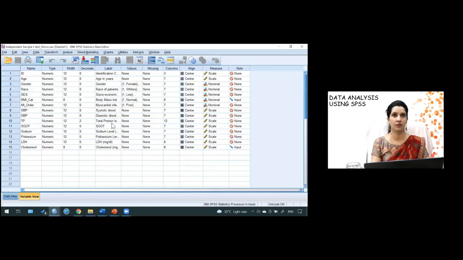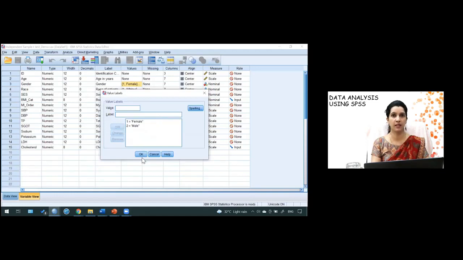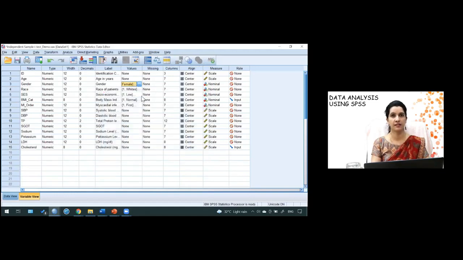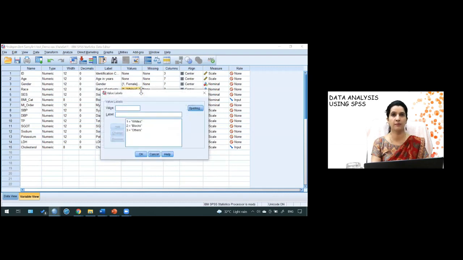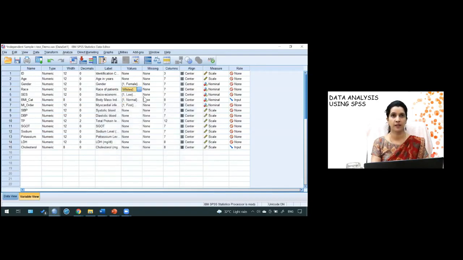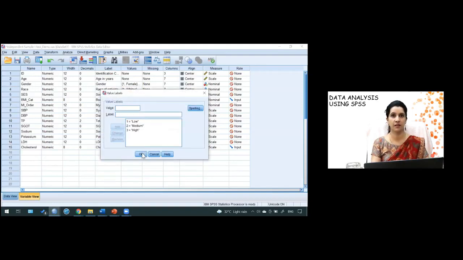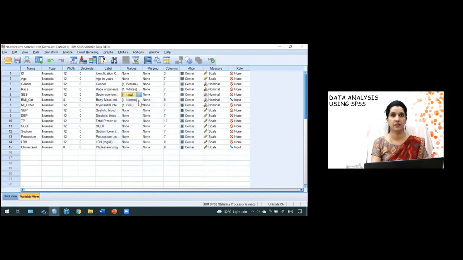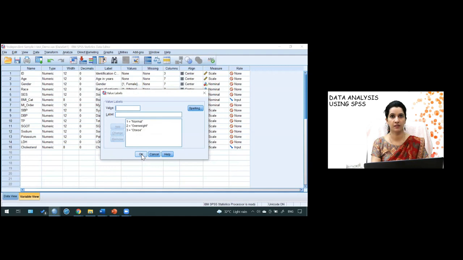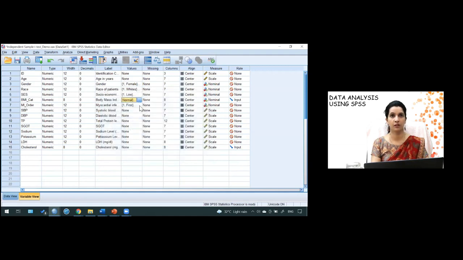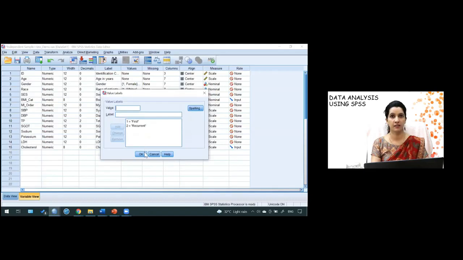Labels are there with all the variables, and you can see there are a few categorical or nominal variables and a few scale variables. For gender, you can see the coding 1 and 2: 1 is for female and 2 is for male. Race is the same as the coding from the day before yesterday: white, black and others. Then socioeconomic status is again the same as previous. The BMI category is also the same as previous. And then you can see the MI order, first MI and recurrent MI, which is also the same.